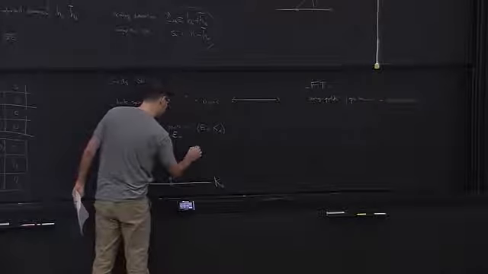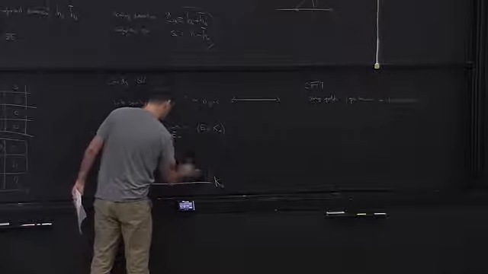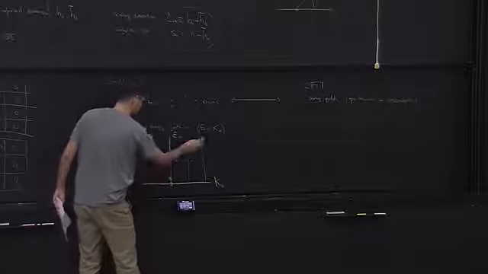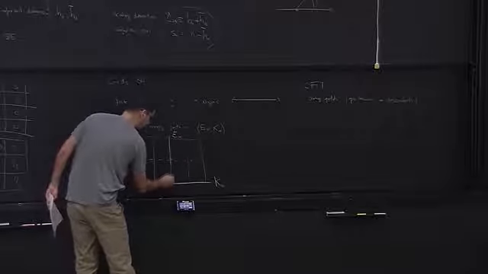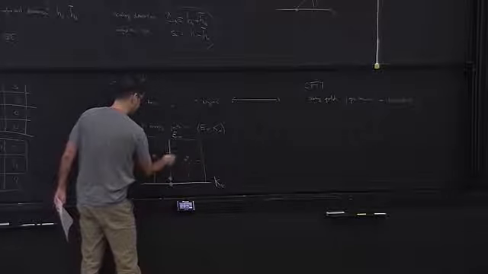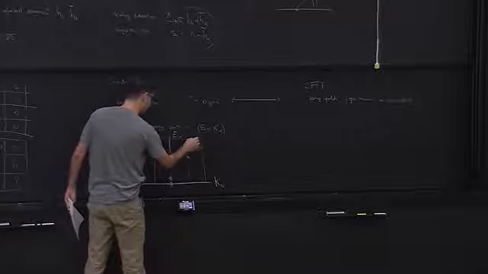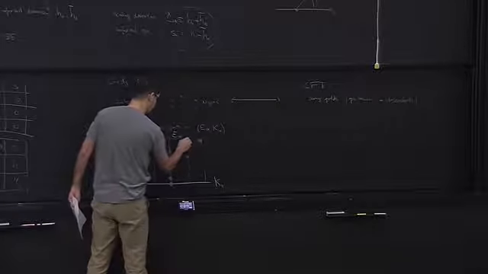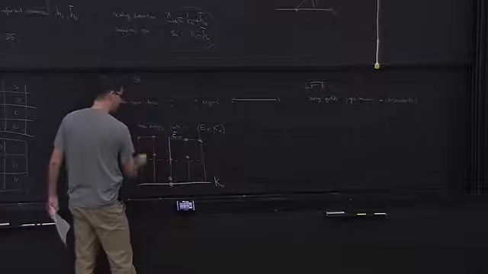Let's see how I do this. So basically, I get a number of points. Okay, another one here and here, and then I'll get one here, and so on. Okay.